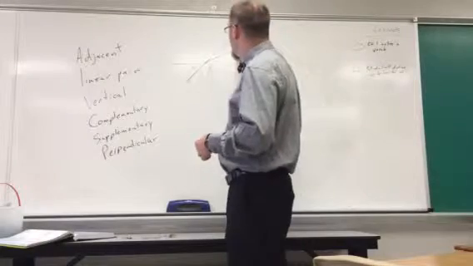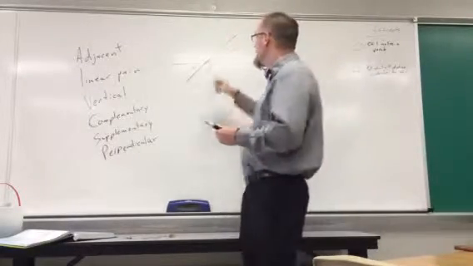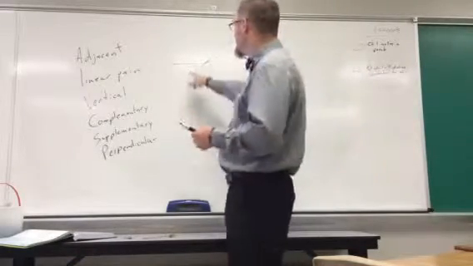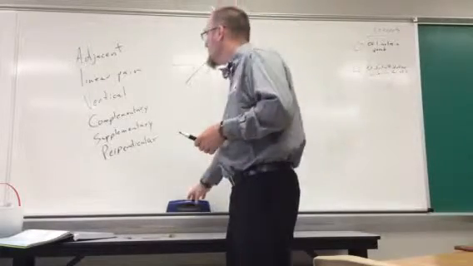If I start adding more angles in here, it stops being a linear pair because we've got 1, 2, 3, 4 different angles that have to come through there. But as long as there are just two, it's a linear pair. Pair, of course, referring to two.